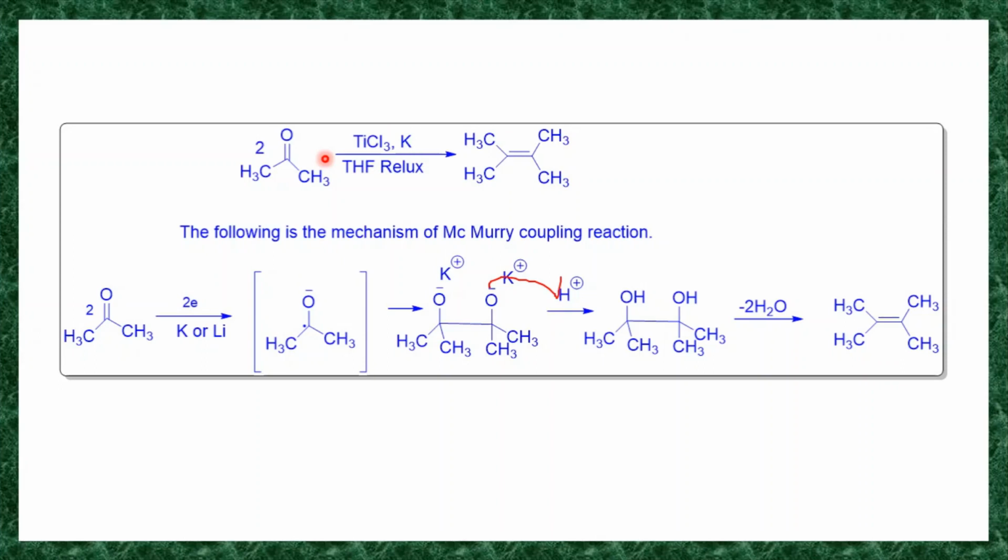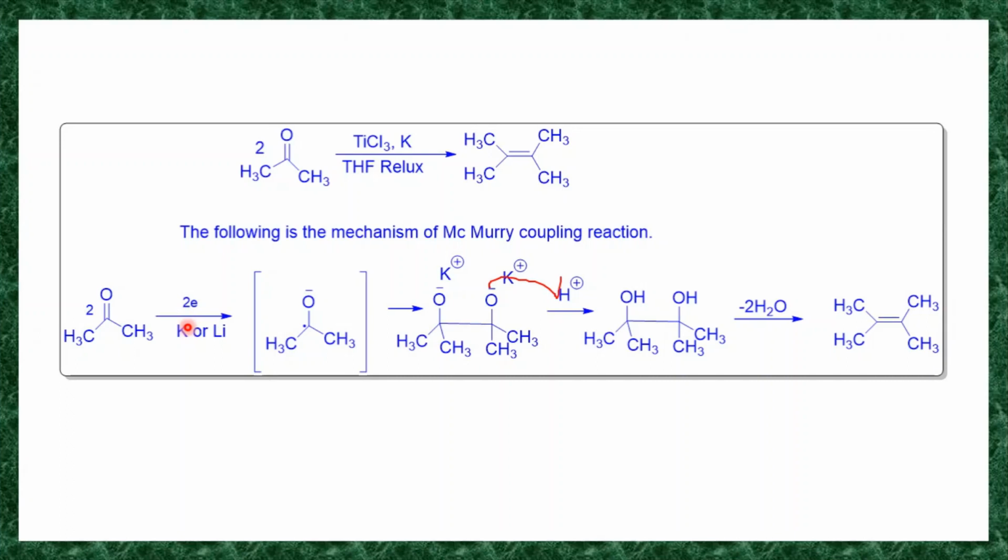This reaction is called as what? McMurry coupling reaction. So following is the mechanism of McMurry coupling reaction. Acetone on reaction with potassium or lithium metal. The role of this potassium is that it reduces your carbonyl compound.